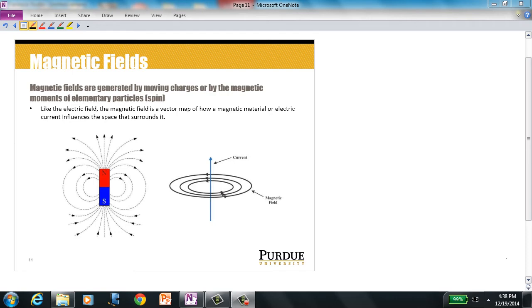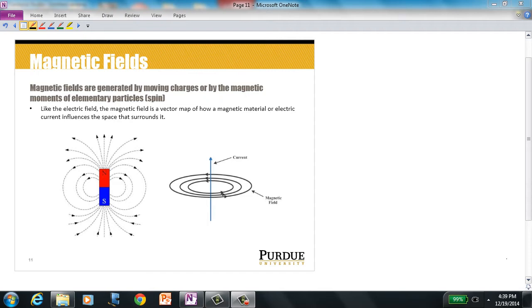Similar to the electric field, the magnetic field is a map of how a magnetic material influences the space surrounding it. In specific, how a magnetic particle will respond. Since magnetic materials must have both a north and a south pole, magnetic field lines have no start and stop points like electric field lines do. Instead, they are continuous loops that surround the source of the magnetic field.